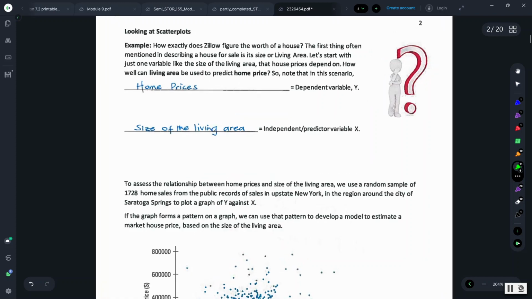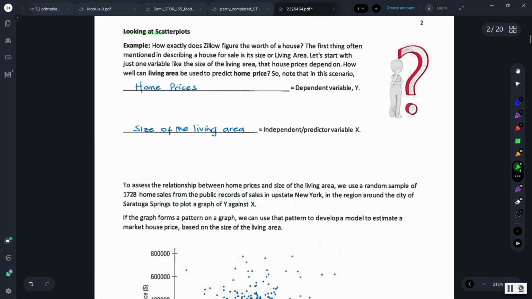We begin by looking at scatter plots. What is a scatter plot? A scatter plot is a picture that shows us the relationship between one variable y and yet another variable x. So in this context, let's use an example to illustrate it.